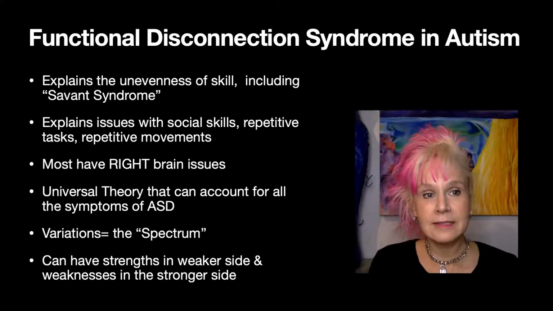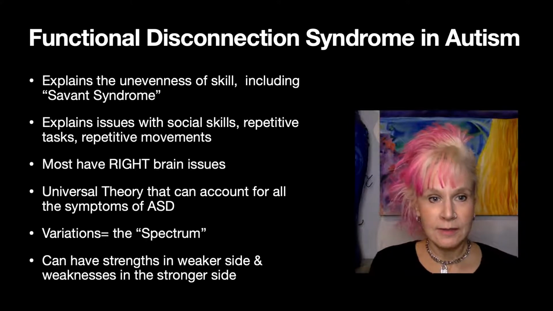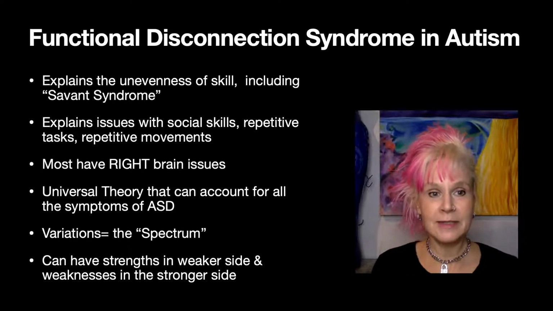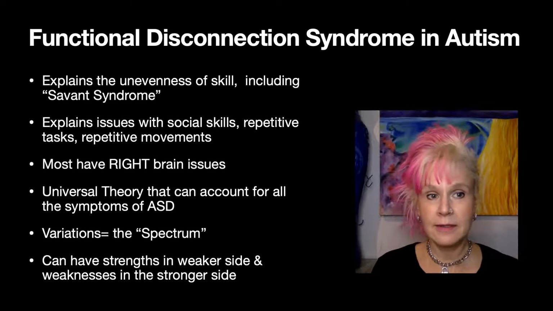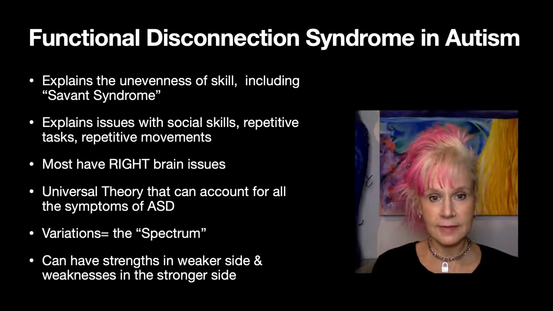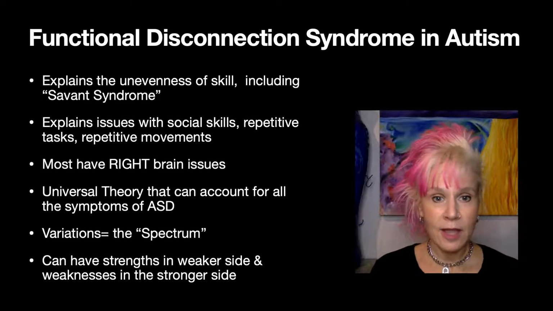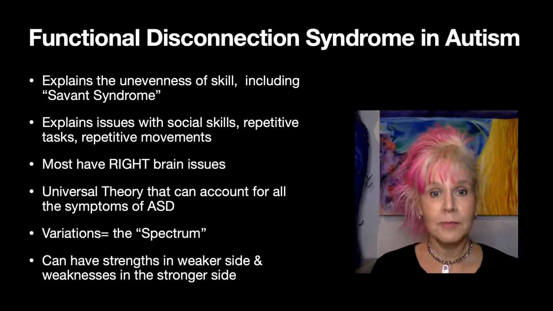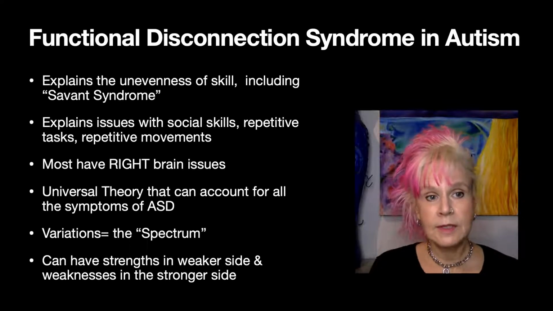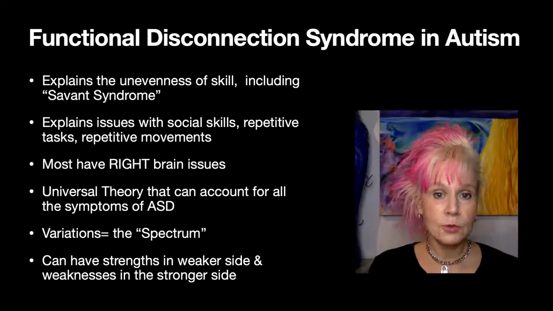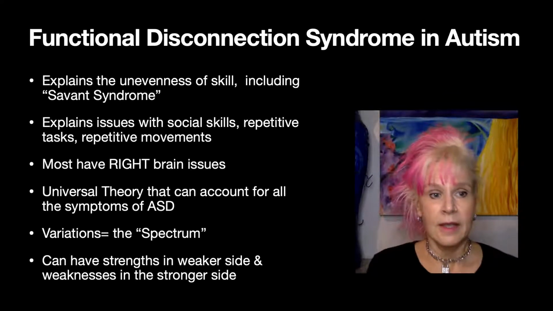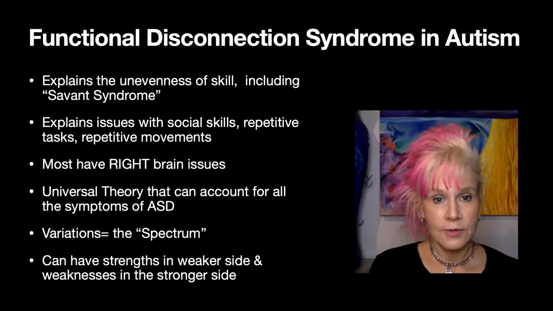But this really explains this issue, the functional disconnection syndrome. It explains the issues with social skills, repetitive tasks, repetitive movements. So all these things that we see that are characteristic of autism, and a child may have some and not others. That doesn't mean they have to have all of them. This is where the spectrum comes in. But most of these are issues due to the right brain issues. And that is why it's a universal theory that can account for all those symptoms in the spectrum.